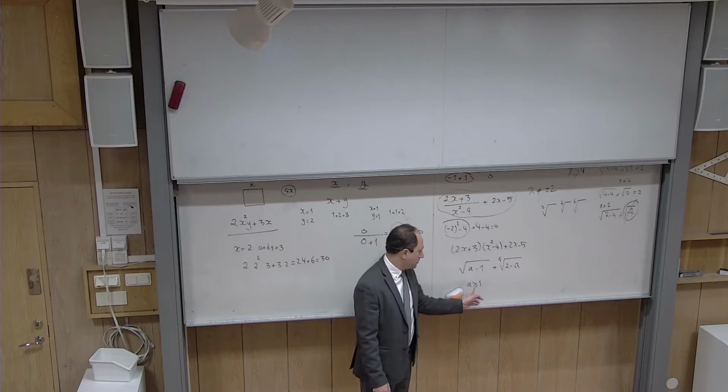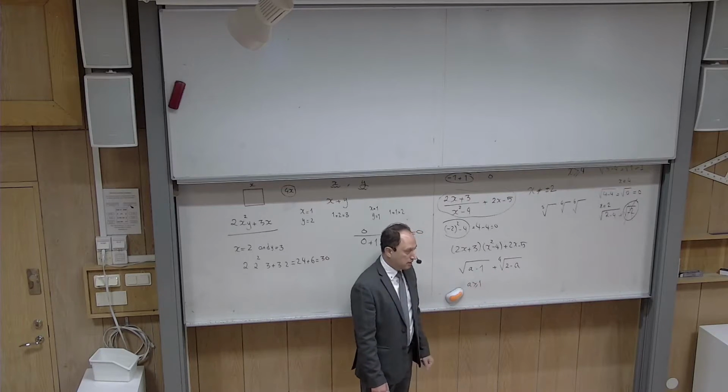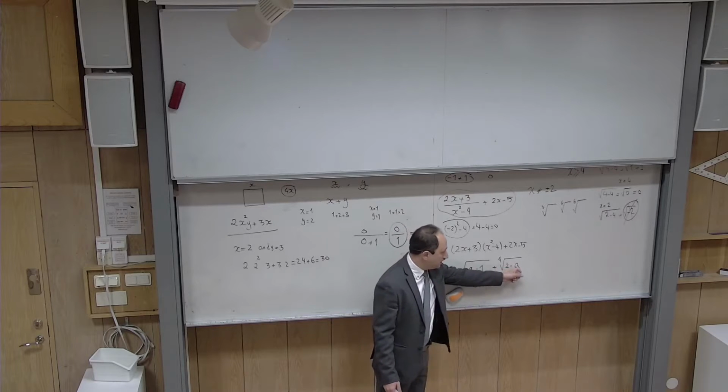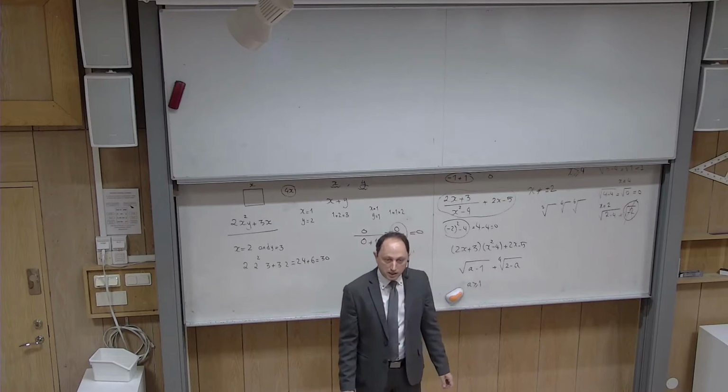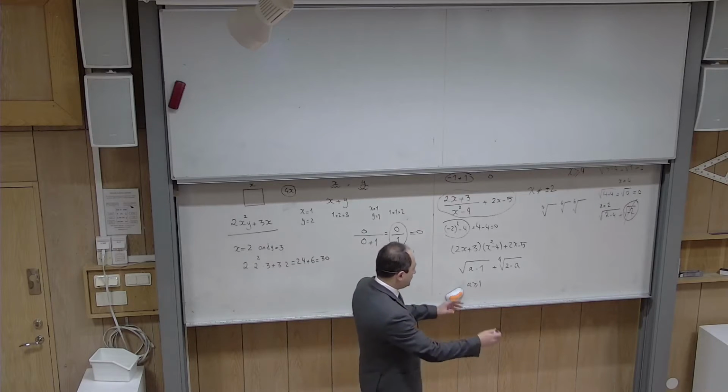For example, assume that you just write this and then you choose 10. 10 is okay for this one. It gives you a square root of 9, which is meaningful. But if you put 10 there, 2 minus 10 is minus 8, which is negative. It's not acceptable. Okay, so I cannot just do trial and error.